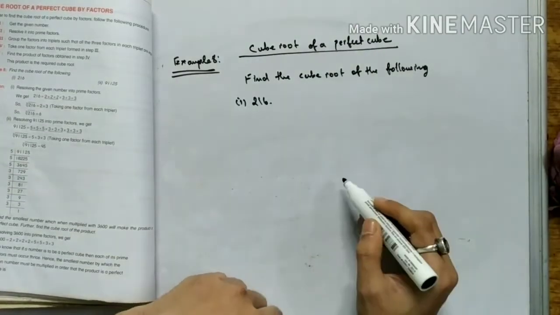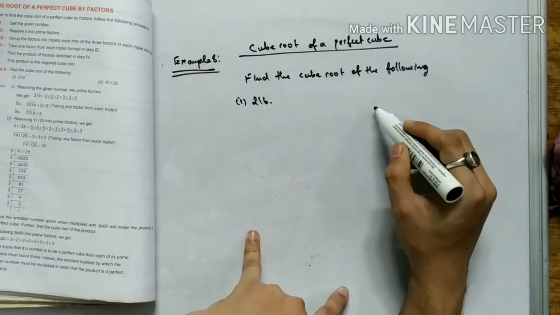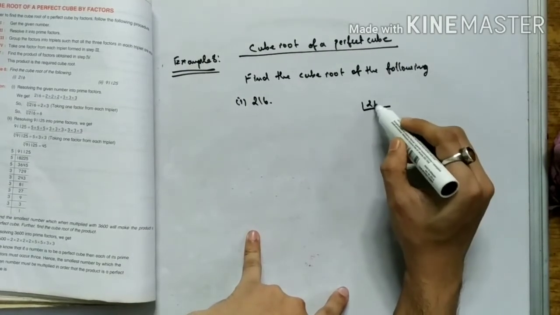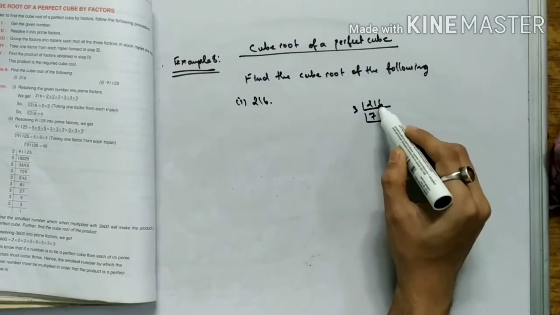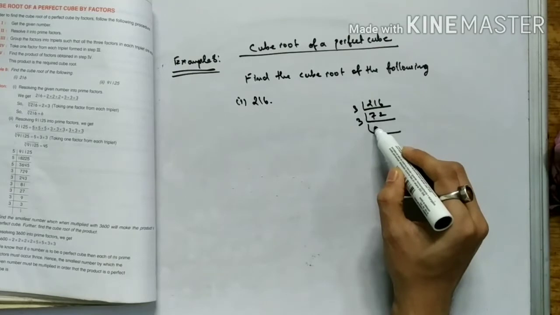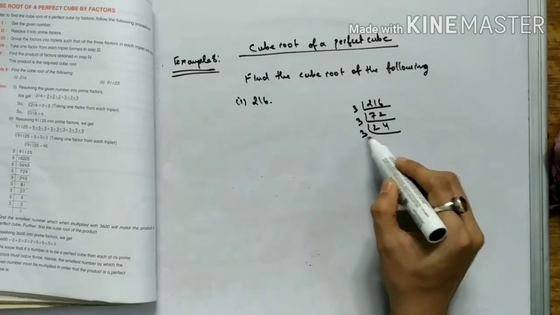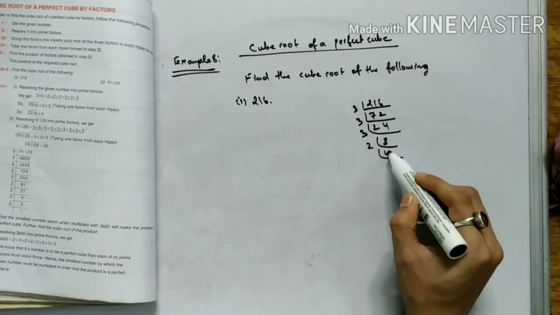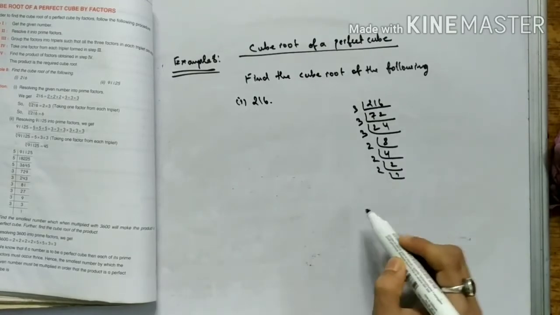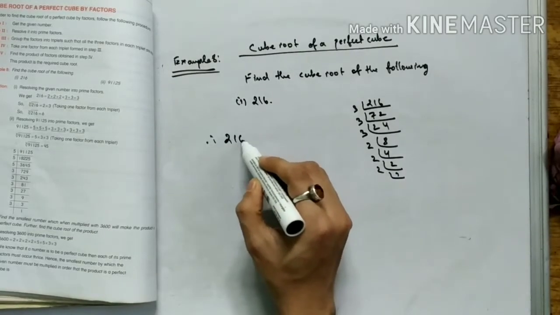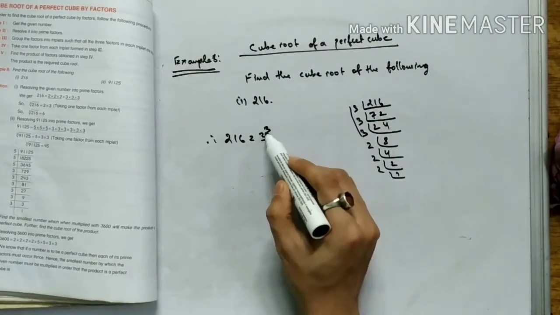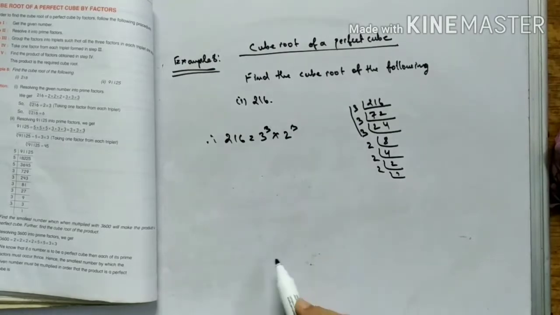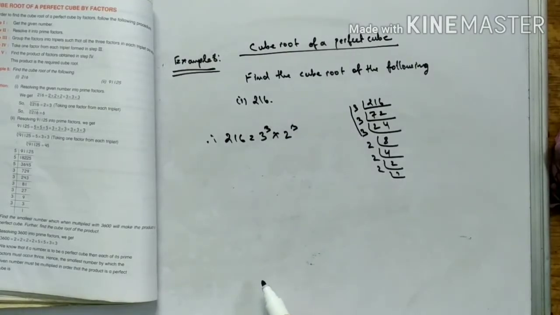First it is 216. So in here what I will do, I will take out the prime factorization of 216. Okay, prime factorization of 216. So 3 7s are 21, 3 2s are 6, 3 4s are 12, 3 8s are 24, 2 2s are 4, 2 1s are 2. So therefore 216 is equal to, I can write it as, 3 cube into 2 cube.